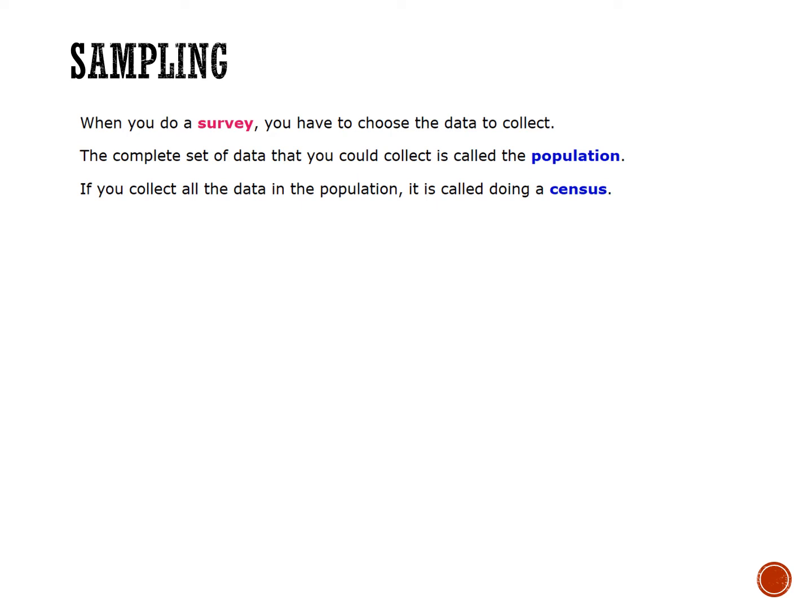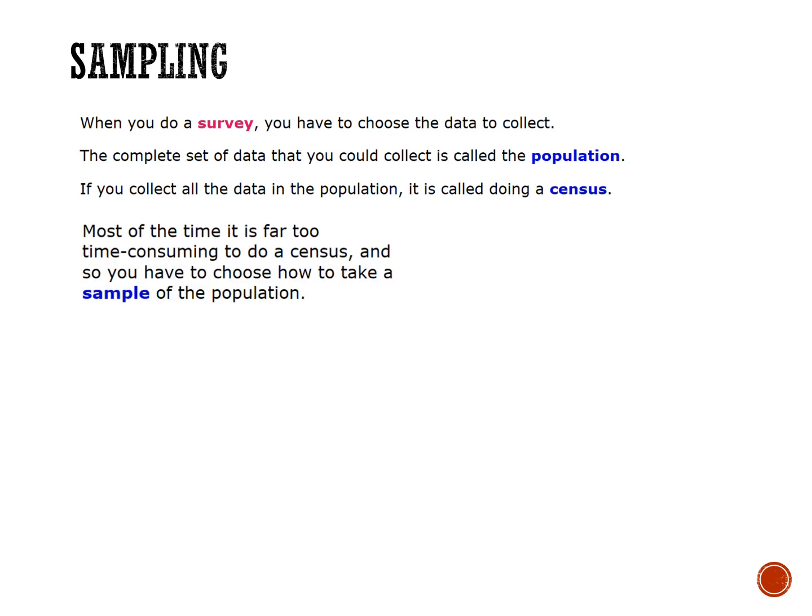So when you do a survey, you have to choose what data you're going to collect. Now, if you basically collect all of the data, then that is called the population. All right, so if you collect all the data, that is called the population. Now, if you do collect all the data, then that's called doing a census.